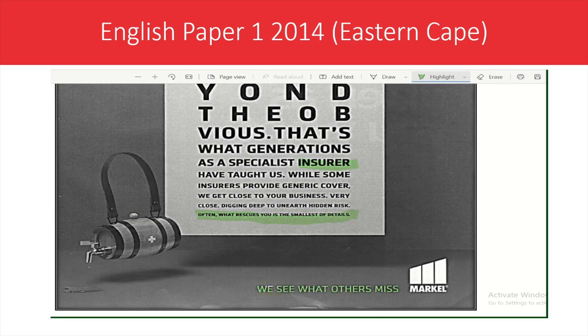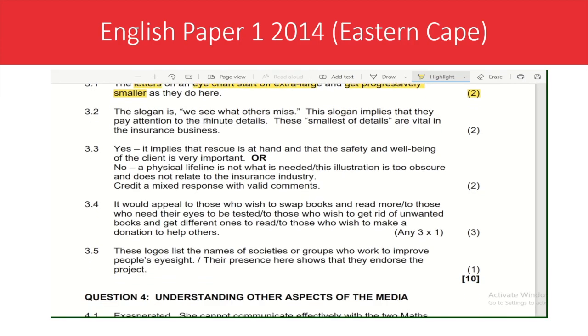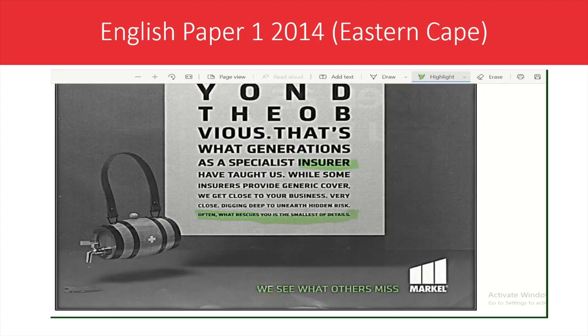So let's have a look at what the memo said. The slogan is, we see what others miss. You're going to get a mark for that. The slogan implies that they pay attention to minute details, or that the smallest details are vital in the insurance business, and that is going to be for your 2 marks over there. Let's have a look at 3.3.